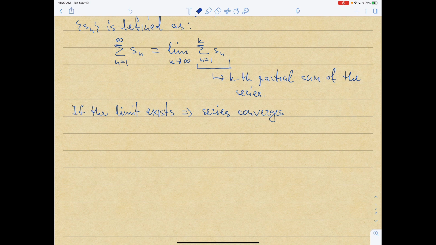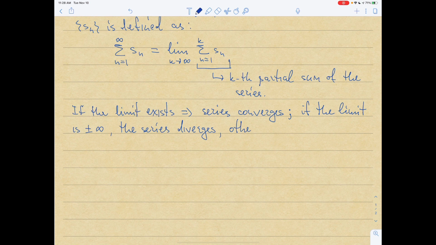Now, just to fix the terminology, if the limit is plus or minus infinity, then the series diverges. And otherwise, if you're not considering either of these two cases, the series does not converge.